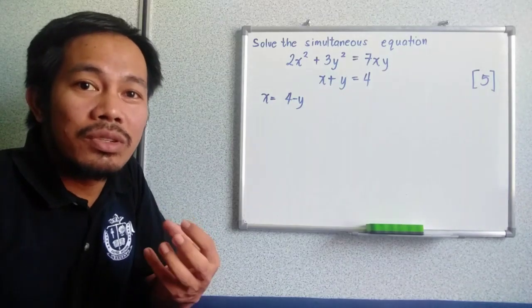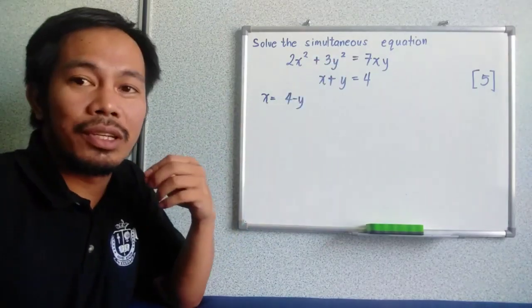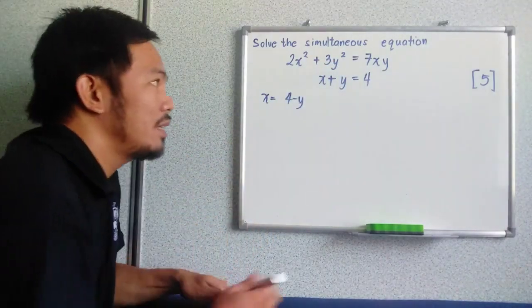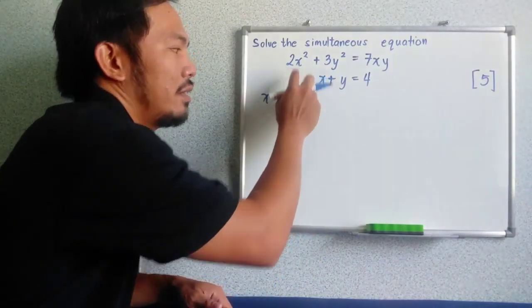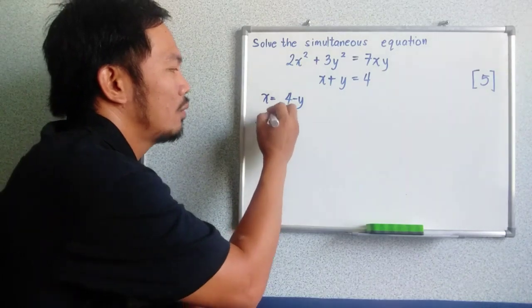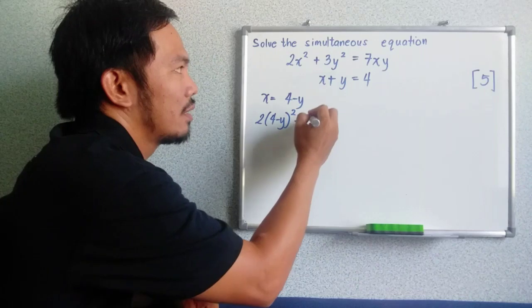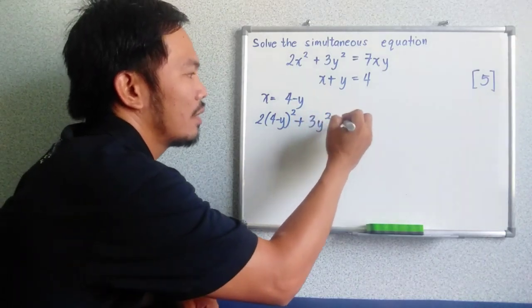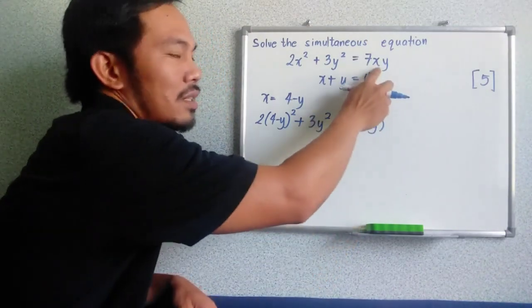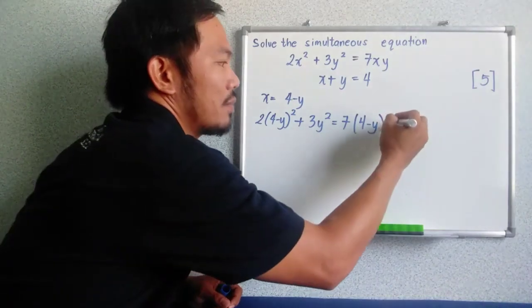Since x is equal to 4 minus y, I'll be using the substitution method in the first equation, which is the equation of the curve. So I will be substituting the value of x here. Since x is already 4 minus y, I can change it to 2 times (4 minus y) squared plus 3y squared equals 7 times (4 minus y), because x is 4 minus y, times y.